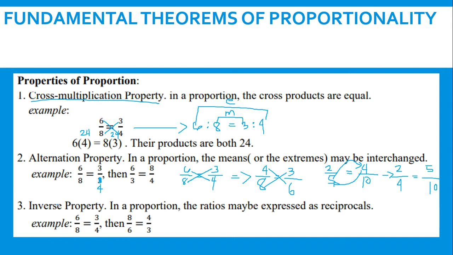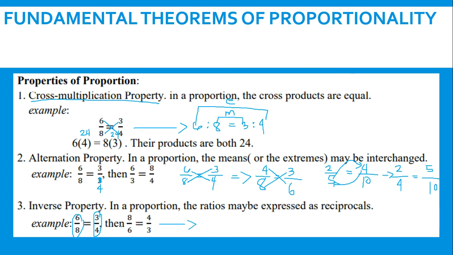Then number 3, inverse property. In a proportion, the ratios may be expressed as reciprocals. So inverse, so balik, no? So it focuses on this one. Like for example, 6 over 8 equals 3 over 4, or 6:8 as 3:4. So naka-focus na siya diri nga part ug kani nga part kay inverse property man. Reciprocal means ang numerator denominator mag-interchange. Okay? Sige.